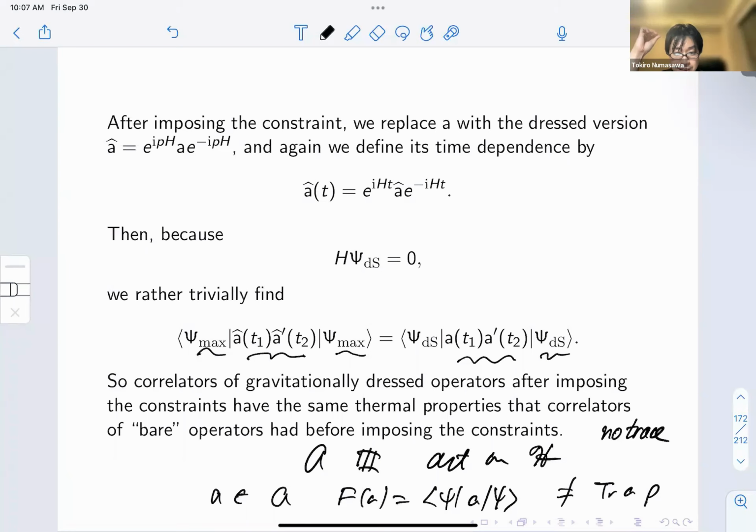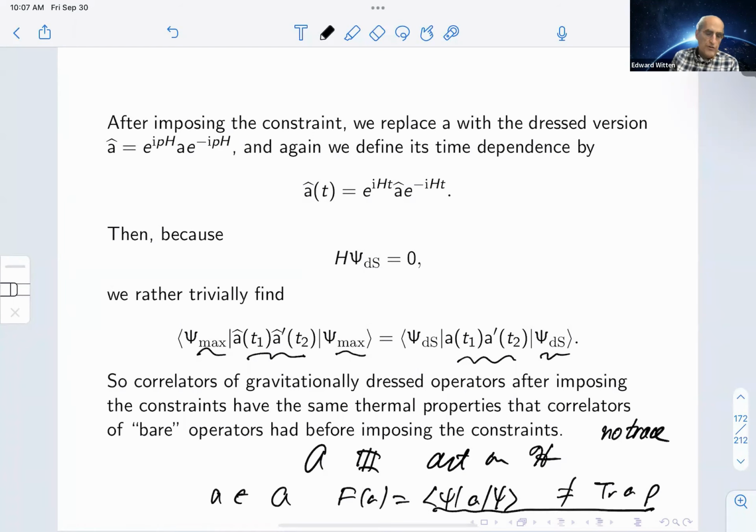I see. Sorry, so why, if we don't have a trace, can't we define entropy? Well, how would you define density matrices? This is the usual definition of a density matrix, and it requires a trace. Okay, yeah, I see.